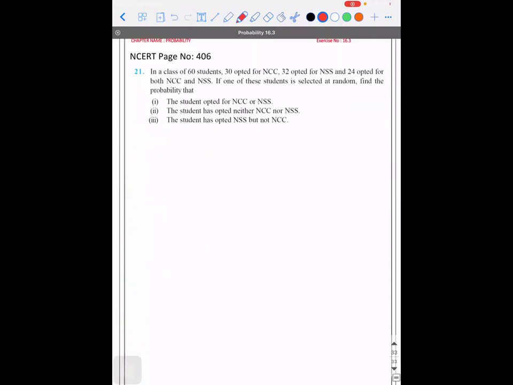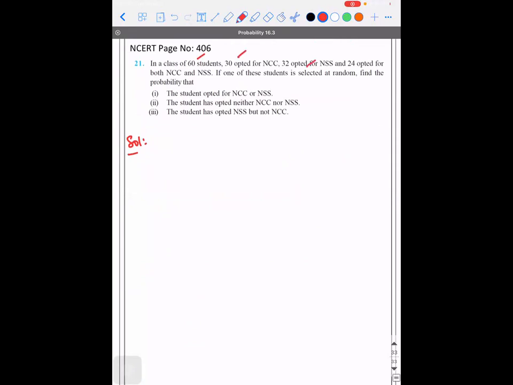So if you observe, all the problems are similar to the last exercise of sets, the first chapter. Everything will be similar to that. So in a class of 60 students, 30 opted for NCC, 32 opted for NSS. So probability of NCC is 30. Probability of NSS is 32. Probability of A and B is 24.